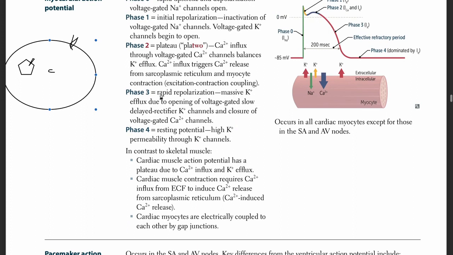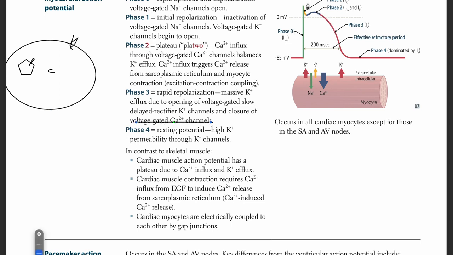So what happens in phase 3? This is called the rapid repolarization. The relaxation stage is this. This is where there is massive potassium efflux due to opening of voltage gated slow delayed rectifier potassium channels, and closure of voltage gated calcium channels. So we have massive potassium leaking out through the open slow delayed rectifier potassium channels. Basically the potassium channels are still open and it's leaking out, right? But the calcium channels are closed now.